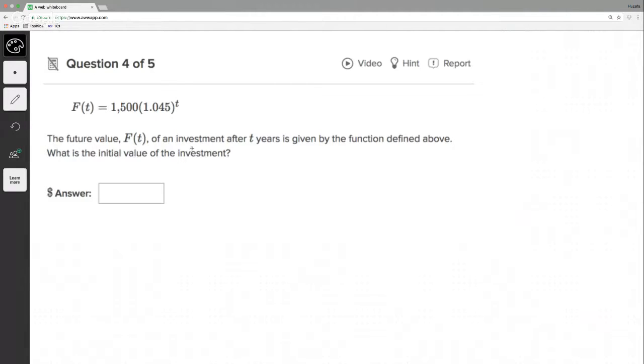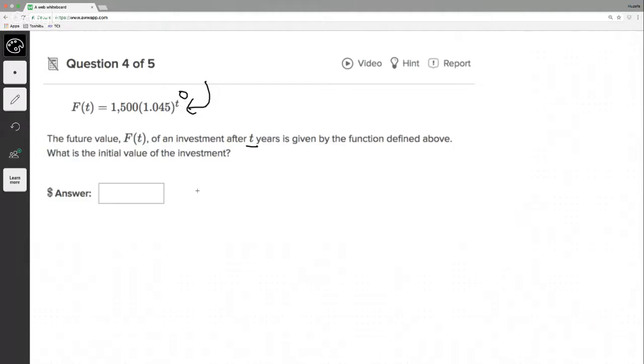The future value f of t of an investment after t years is given by the function above. What was the initial value of the investment? Once again, 0 is our t value. Initial just means no time has passed.